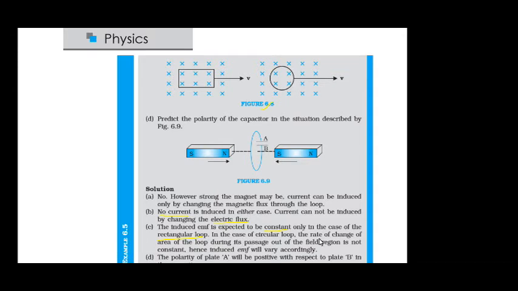In the case of the circular loop, the rate of change of area of the loop during its passage out of the field region is not constant. Hence, the induced EMF will vary accordingly. So for the circular loop, it is not constant. The rate of change of area for the circular loop is not constant, so here also the induced EMF is not constant. It is varying.